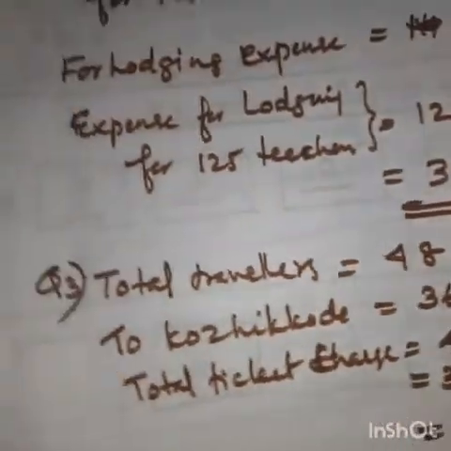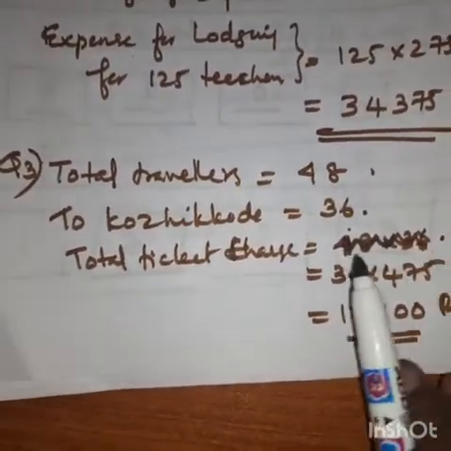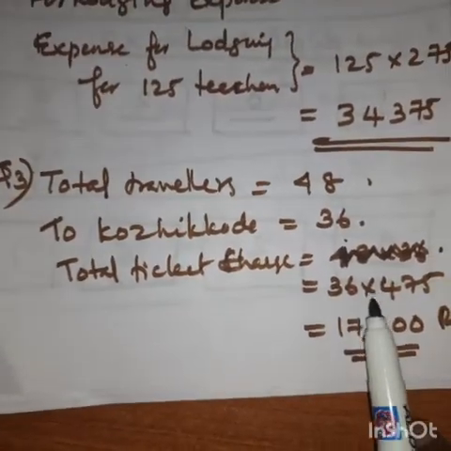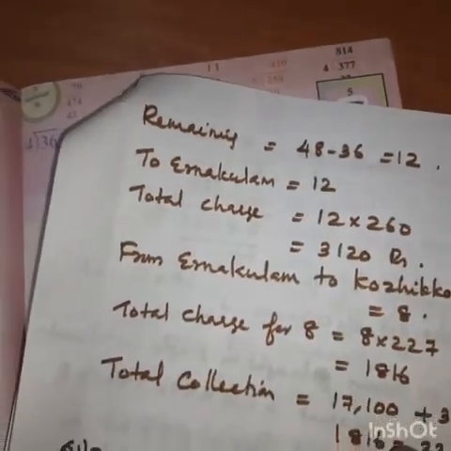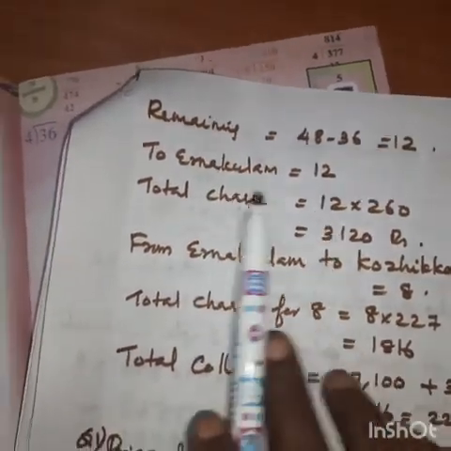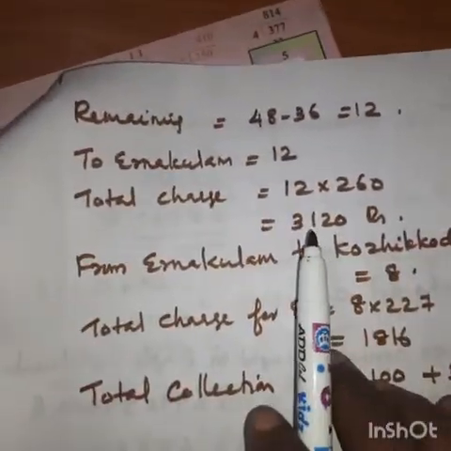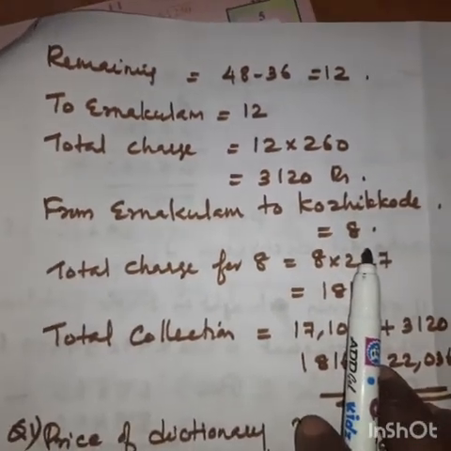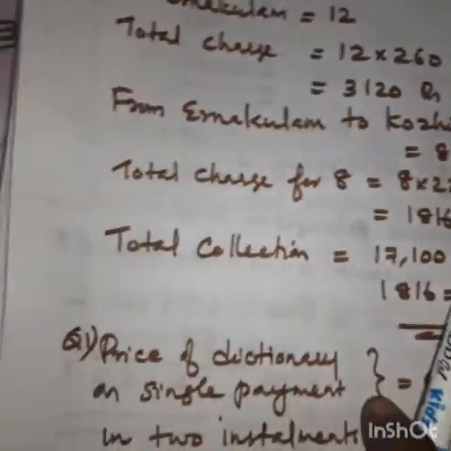Here, total travelers 48. To Kozhikode, how many of them? 36. Ticket fare is 475. Therefore, total ticket is 17,100. Then the remaining out of 48, 36 of them go to Kozhikode. The remaining 12 go to Ernakulam. Therefore, total charge is 12 into 260, 3,120. From Ernakulam, 8 of them to Kozhikode. Therefore, their ticket charge 8 into 227, that is 1,816.